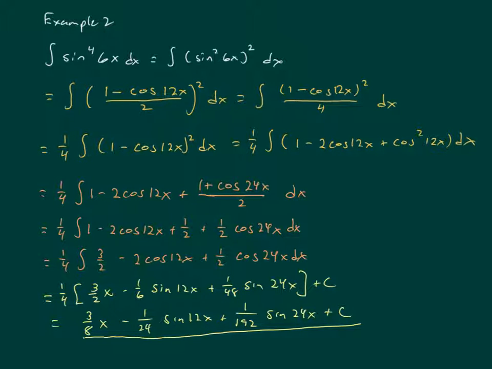Remembering that when we square a fraction, it's taking the numerator squared over the denominator squared. I pulled that 1/4 out, and then we have to expand this. When we expand it, we get 1/4 times the integral of 1 minus 2 cosine of 12x plus cosine squared of 12x dx. And now all of a sudden we are dealing with an even power of cosine. Again, we're in that same situation.